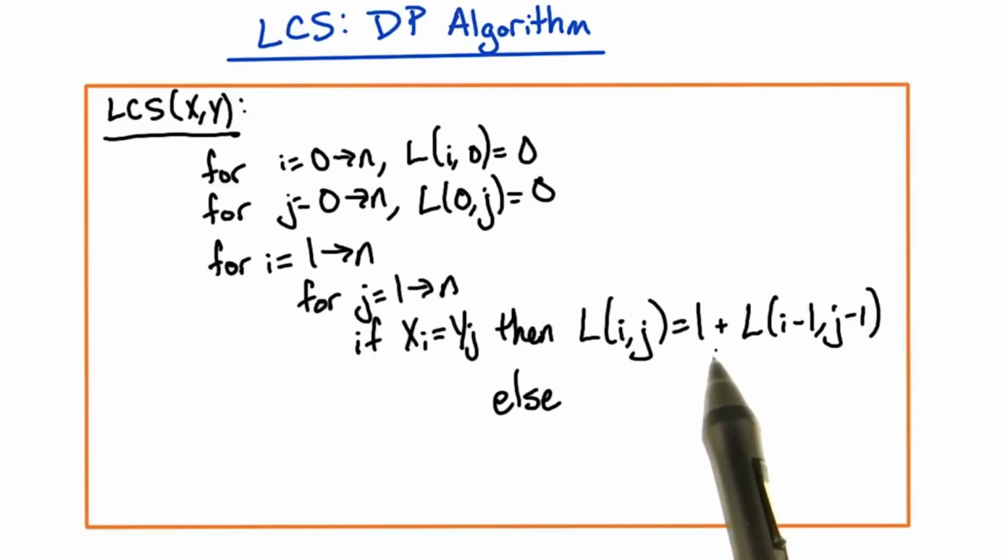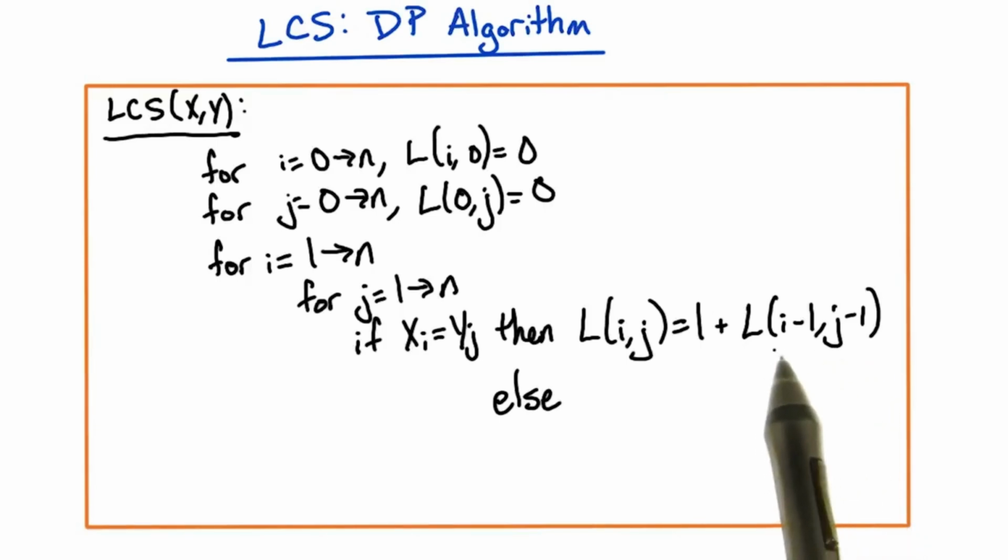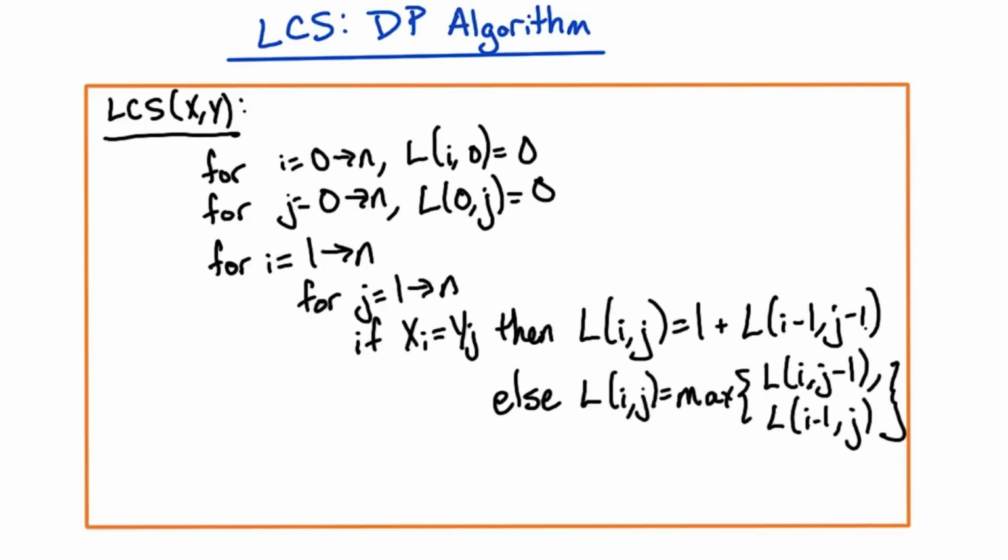The 1 comes from appending xi and yj to the end, and then taking the optimal solution for the prefix of length i minus 1 with length j minus 1. In the case where they're not equal, the recurrence is the best of the two scenarios. Either we drop the last character from y, giving us L of i, j minus 1, or we drop the last character from x, giving us L of i minus 1, j, and we take the max of these two.